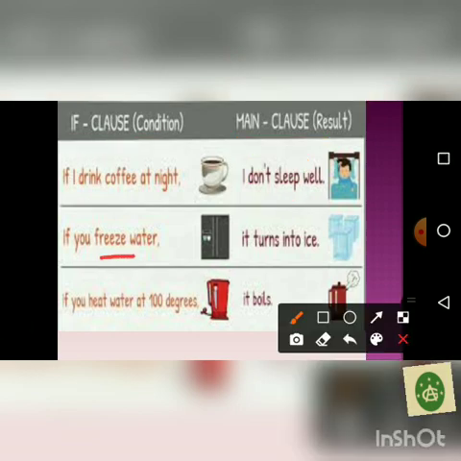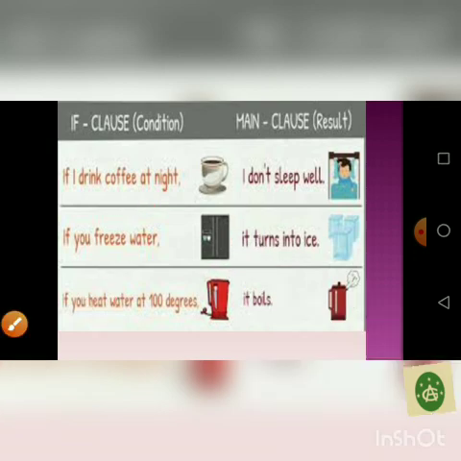If you freeze water, it turns into ice. Okay, again, turns is simple present and freeze is simple present. Because it is used with it, that's why the S form is there. If you heat water at 100 degrees, it boils. Heat is simple present and boils is simple present. Both are simple present, if clause and main clause.